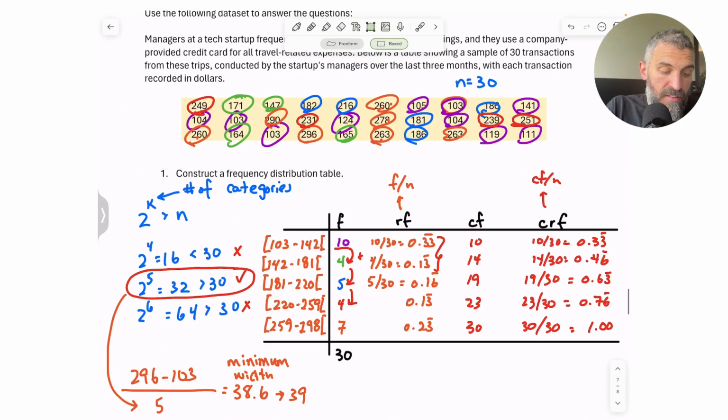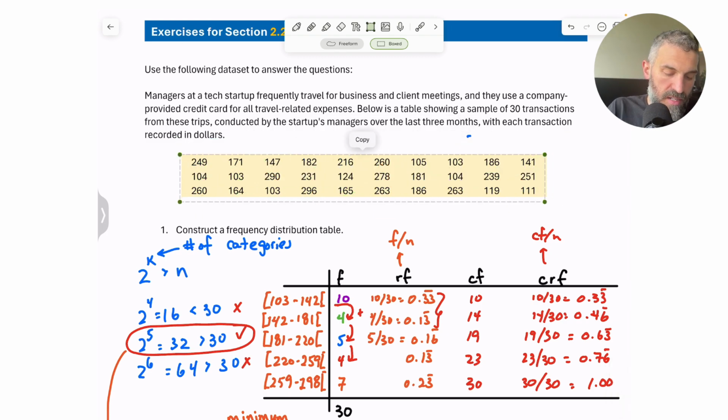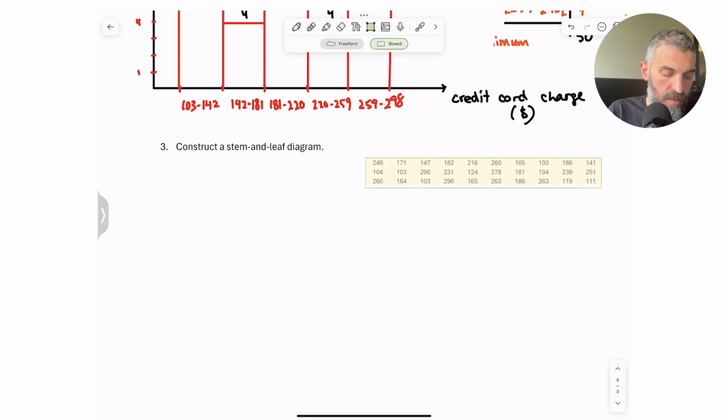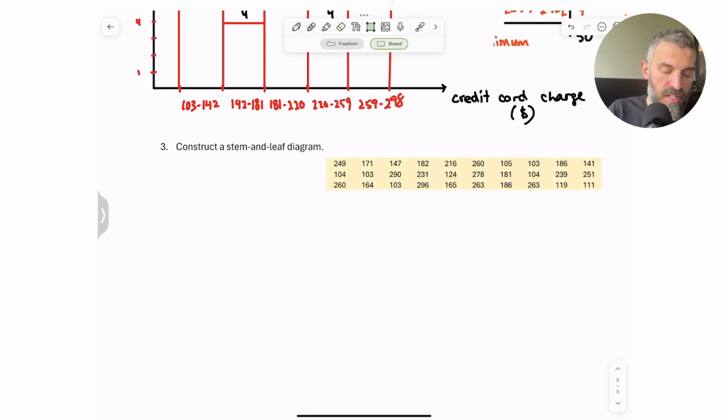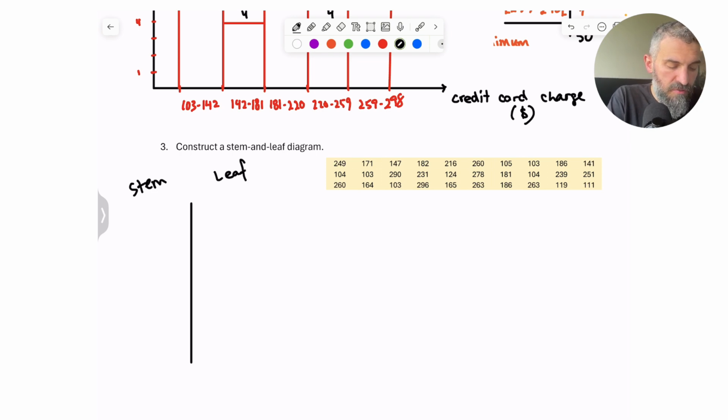Lastly, the stem and leaf diagram. So this one's a little bit different, right? We're going to go and get our data again. We'll bring it here. The stem and leaf diagram is another way to show the frequency of your different categories, but this time based on the actual numbers in the data. And so a stem and leaf consists of a vertical line, and on the left-hand side is the stem. The right-hand side is the leaf.